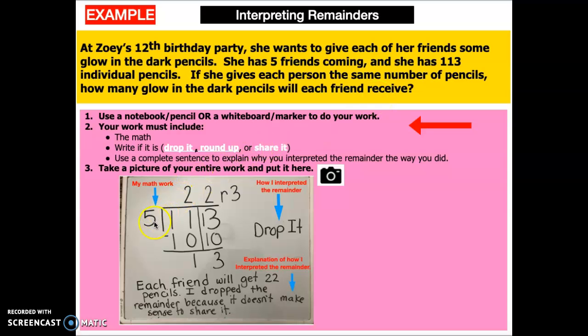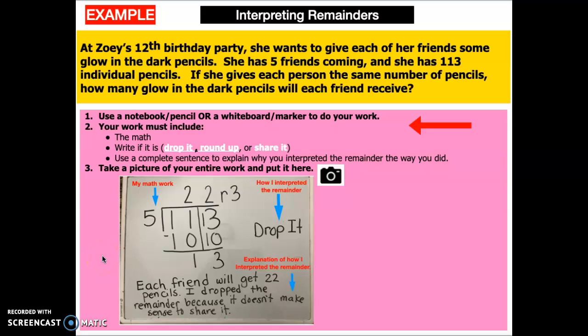So on my whiteboard, here's my work. I showed 113 divided by 5. My answer is 22 remainder 3. So now I need to think about what I'm going to do with the remainder of 3. Here we are sharing pencils. So I chose the strategy drop it. I chose drop it because it doesn't make sense to share the remainder. So I'm not going to share the number 3 pencils with each of the 5 friends. It doesn't make sense to do so. So my answer is each friend will get 22 pencils.